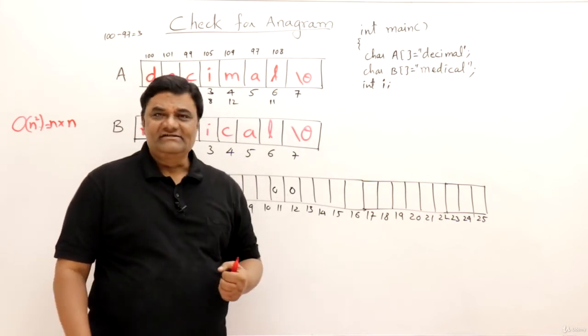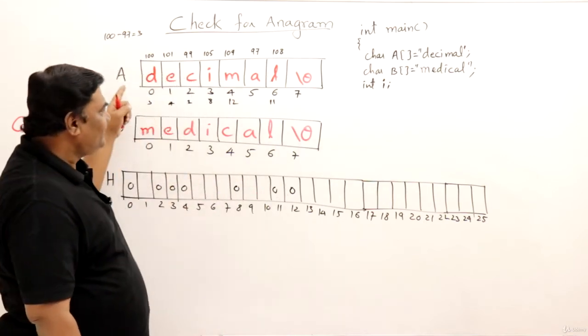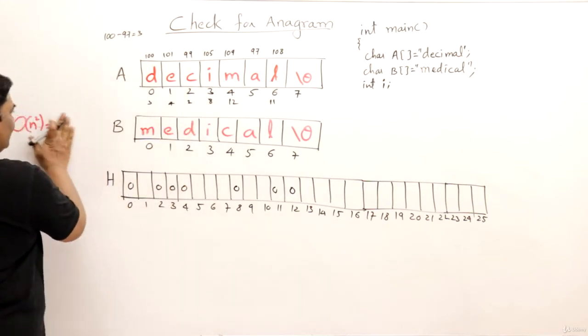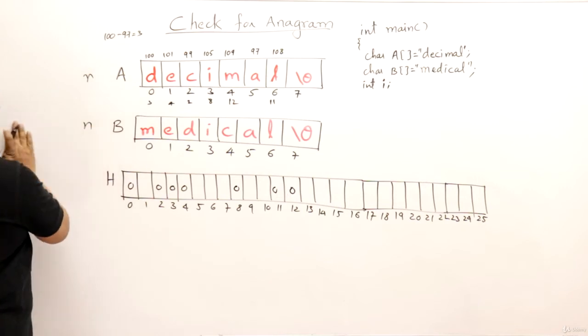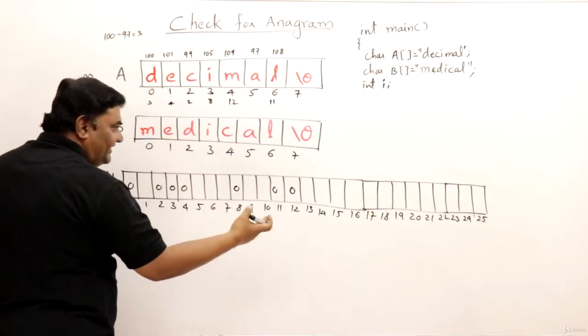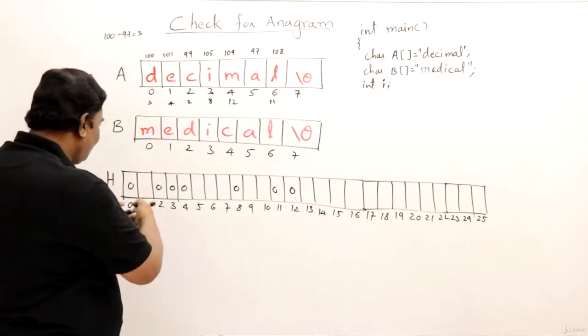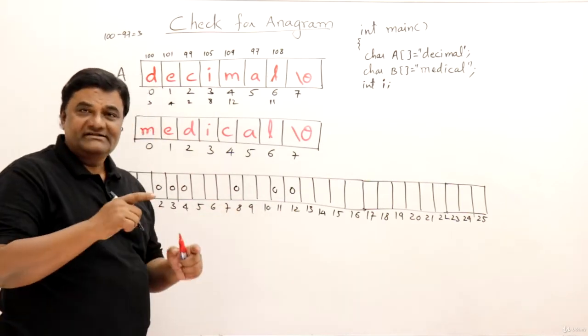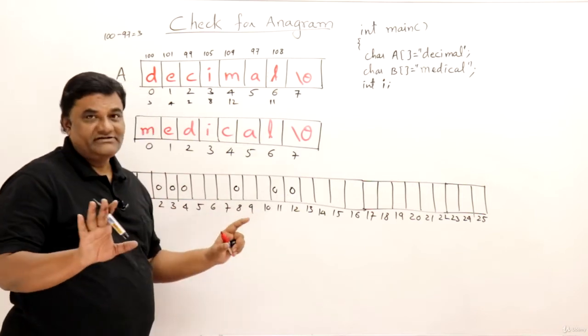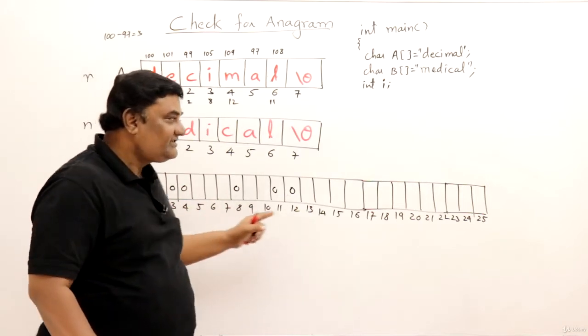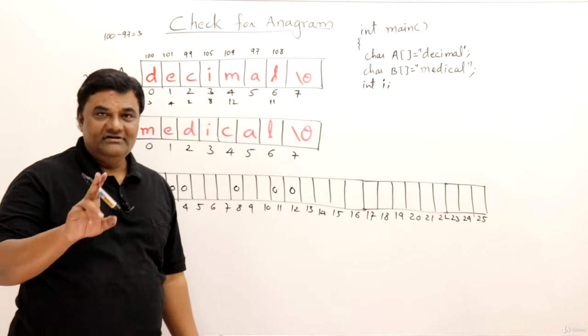So let us do some analysis. How much time it is taking? We are scanning through a first string, so how much time it is? It is linear, so it is n, and this is also linear, so it is n. And then this table we are accessing every time. So how much time? We are not accessing entire table. We are accessing a particular location, right?